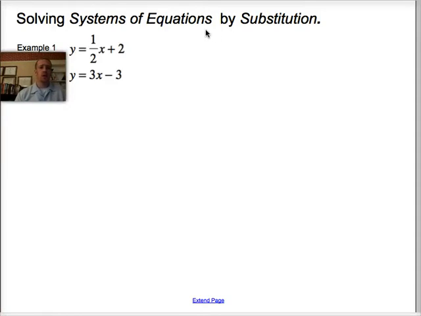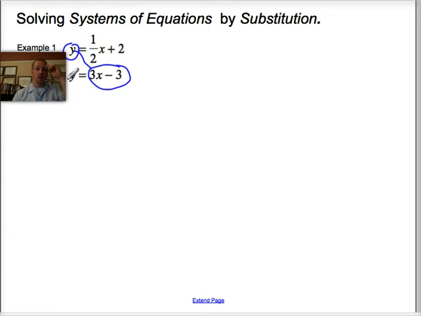Alright guys, so here's our refresher on how to solve systems of equations by substitution. So essentially what you're doing is you isolate the variable in one equation, and then you take what that is equivalent to and you substitute it in for that variable in the other equation. So we have one equation with all x's.